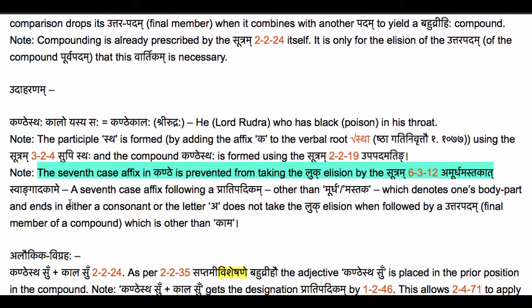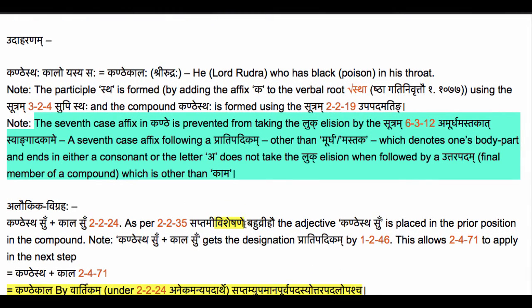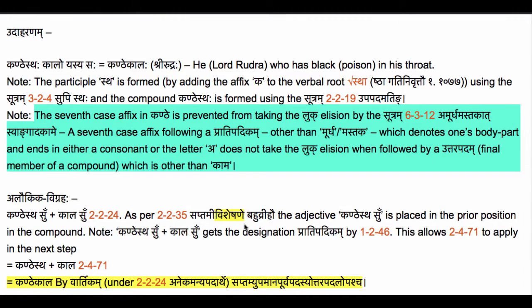amurdhamastakat svangadakame, which means a seventh case affix following a pratipadikam other than murdha or mastaka, which denotes a part of one's body and ends in either a consonant or the letter a, does not take the luk elision when followed by an uttarapadam which is other than kama. Right now we have kantha as the purvapadam. It denotes a part of the body, the throat. It ends in the letter a and is followed by uttarapadam which is stha, which is different from kama. So therefore the seventh case affix following kantha does not take the luk elision. Sutram 6.3.12 prevents that affix ni from taking the luk elision. So the final form of the compound is kanthesthaha and not kanthasthaha.